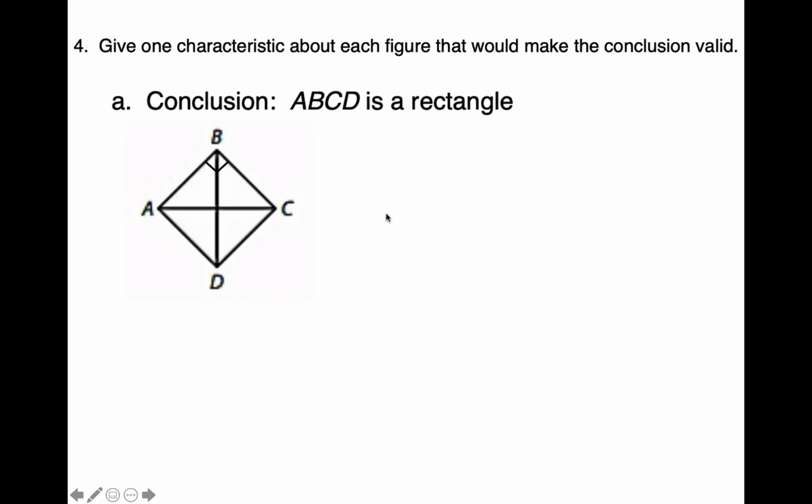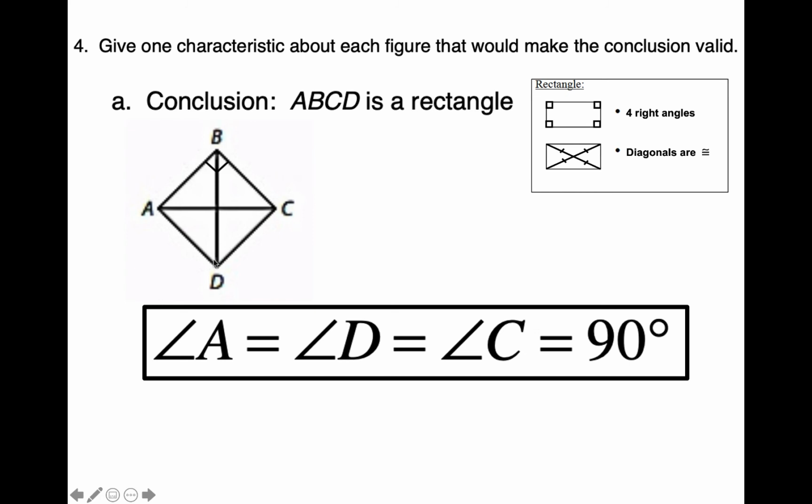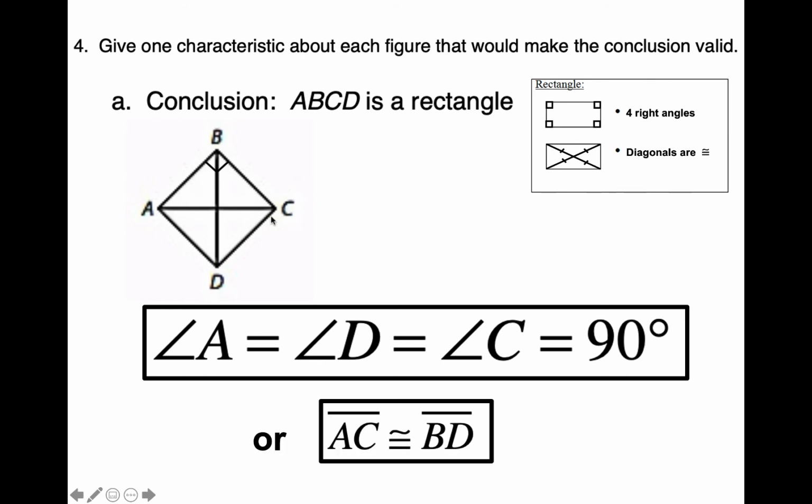For number 4, give one characteristic about each figure that would make the conclusion valid. So if I want to say that this is for sure a rectangle, I can't just have one right angle. So remember what I need is 4 right angles. So I could say that angle A, angle D, and angle C are also 90 degrees. That would prove that this is a rectangle. Or remember, I could say that the diagonals are congruent. So I could say that segment AC is congruent to segment BD. That's another way to prove it's a rectangle.